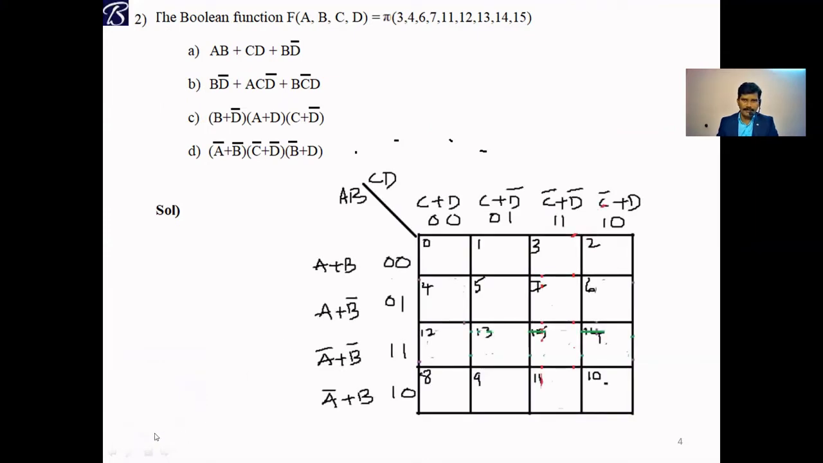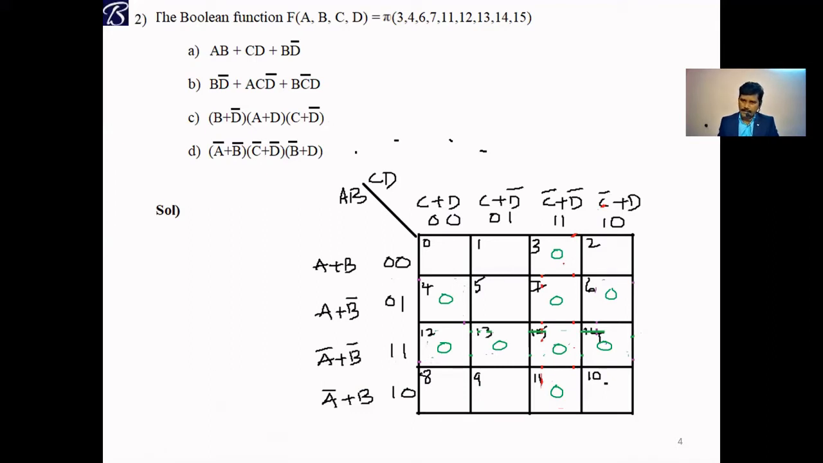A function is given here in the product of sums form, POS form, where we need to consider the max terms as zeros. This is a four variable function in the POS form. So let us do it: 3, 4, 6, 7, 11, 12, 13, 14, 15. Now let us try to minimize it.